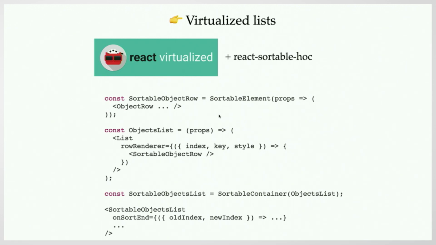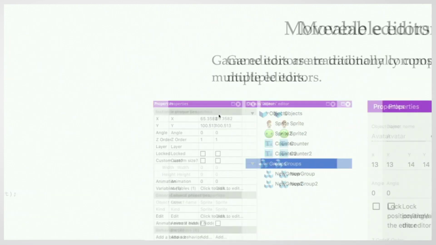And to get this drag and drop support, you can wrap your object row into this sortable element HOC, and the same thing for the container of the list. So in a few lines of code, you can actually get a list that is virtualized and where drag and drop is supported. So that's pretty awesome.